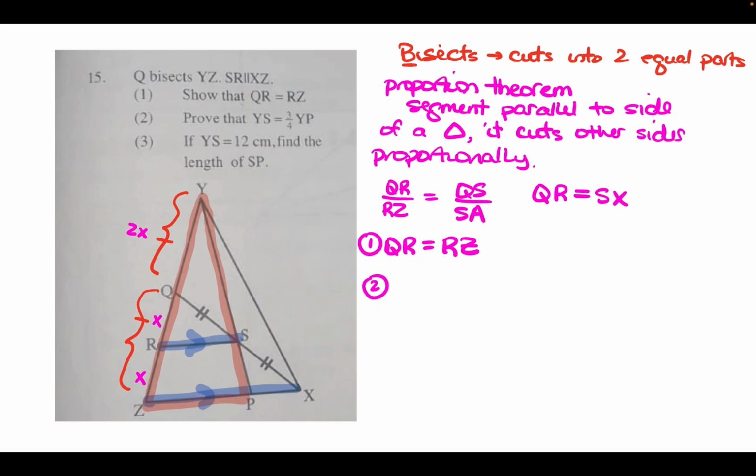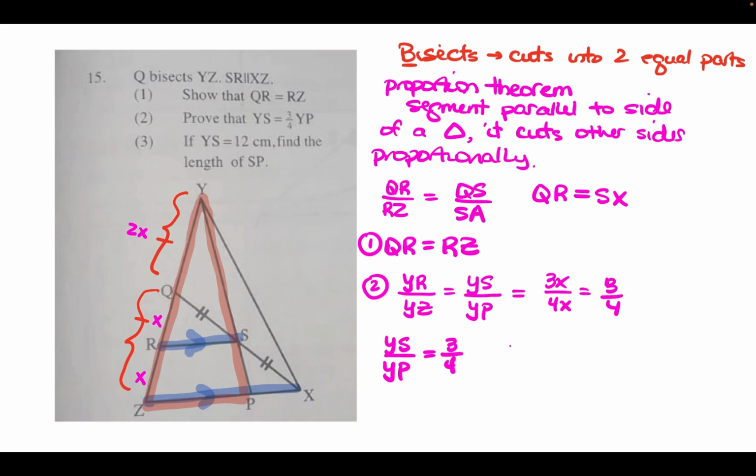So I know that YR is to YZ as YS is to YP. And we know those both will be 3x to 4x, or just 3 to 4. So I think now we could say that YS is to YP as 3 is to 4, which means that YS is equal to 3/4 times YP.